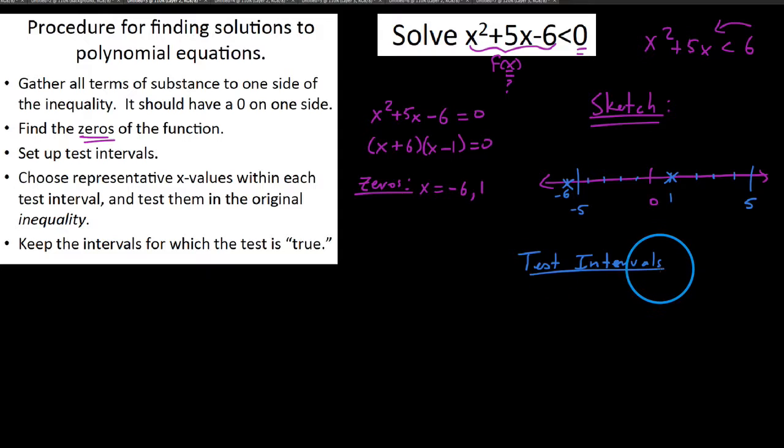Okay, so for these test intervals, we're going to set up all of the different intervals that are created on our x-axis by these splits here. So our first interval is going to be from negative infinity up to negative 6 on our number line. Our next interval is from negative 6 up to the next 0, 1, and our last test interval is going to be between 1 and, oh sorry, not 1 and 5 here, but 1 and infinity, a 1 to the right.